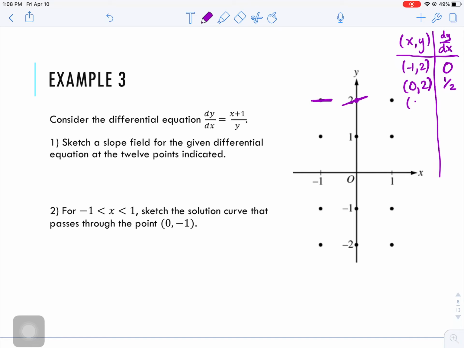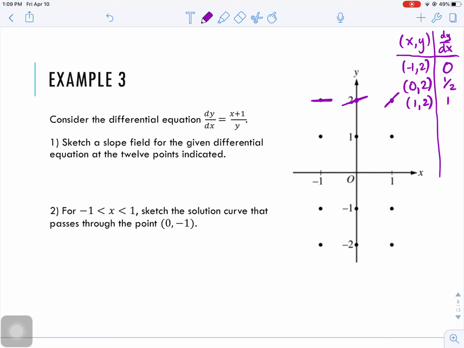Moving over, the next point would be (1, 2). Plug that into the differential equation. 1 plus 1 is 2, divided by 2 is 1. So right here, we want a slope of 1. That would be up 1 over 1, or down 1, left 1. It should be in line with the point right here at 1. That would be a slope of 1 going through this point right here. It should be steeper than the slope of 1/2 that we've just drawn.